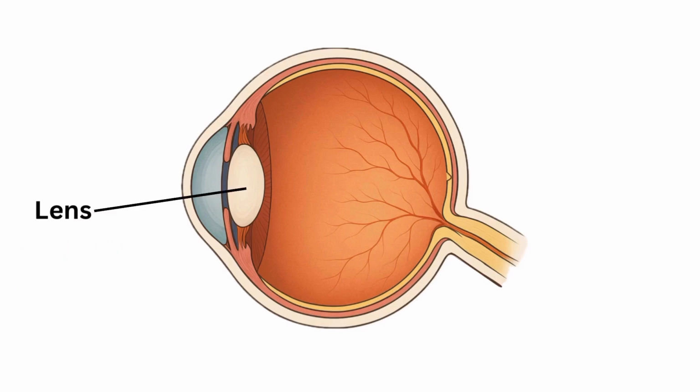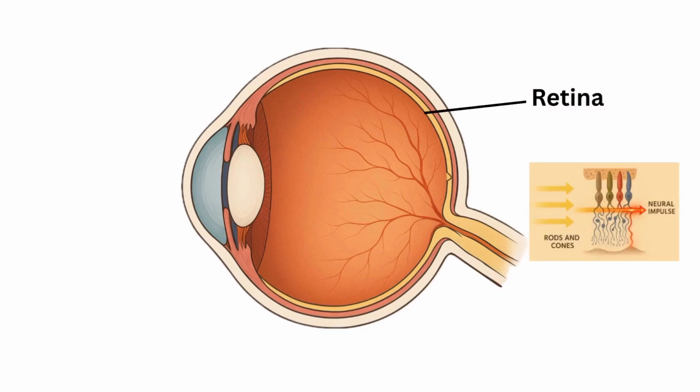The lens is elastic, transparent, and biconvex. It changes shape to focus on near and distant objects, a process called accommodation. For example, when you switch from looking at your phone to the board in class, the lens is doing a full gymnastics routine. The retina is the inner layer containing rods and cones.